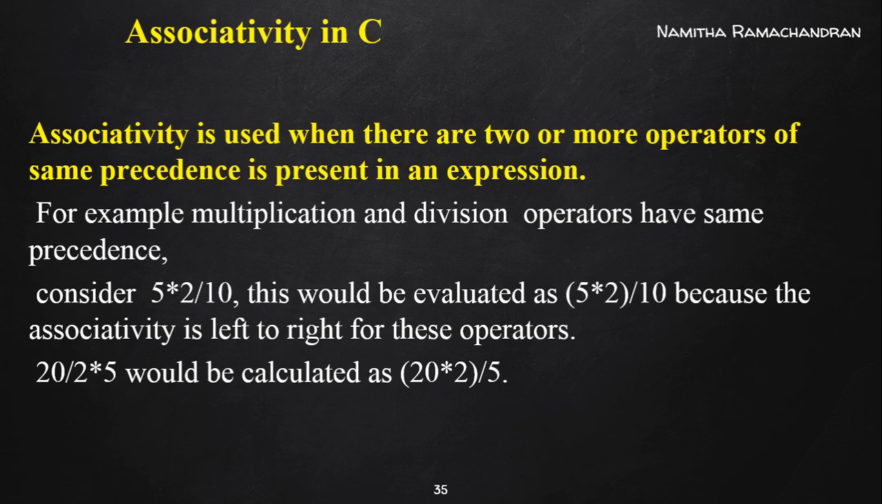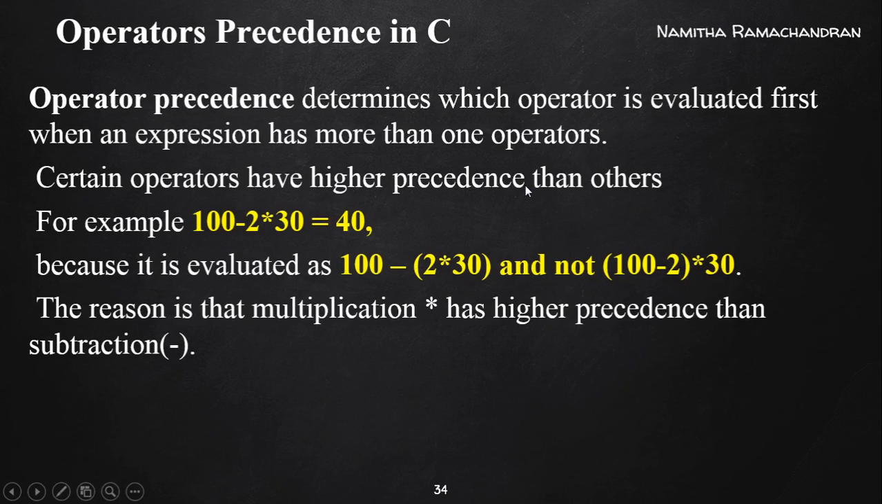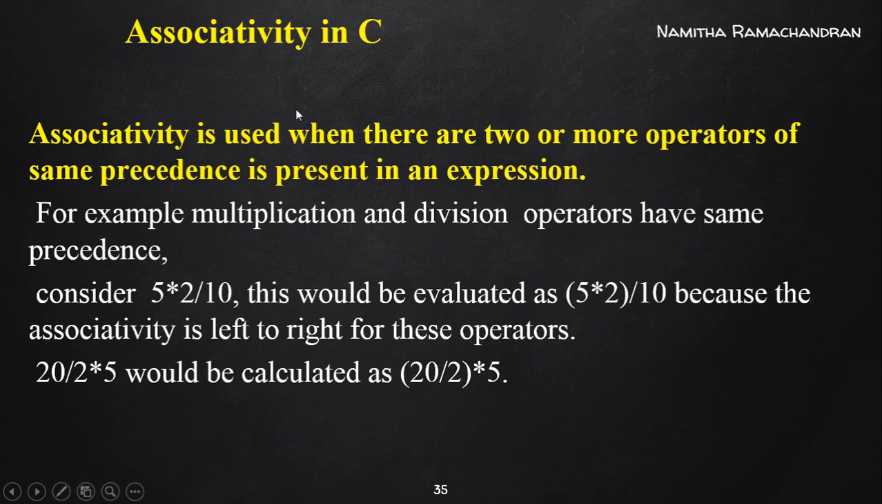Next is the associativity of operators. Associativity is used when there are two or more operators of the same precedence present in an expression. Precedence means if more than one operator is available in an expression, and they are different types of operators, then we need to decide which operator to execute first. That is determined by the operator precedence.